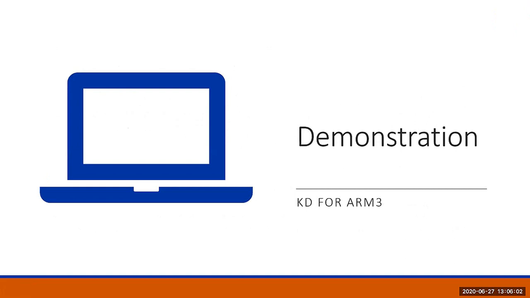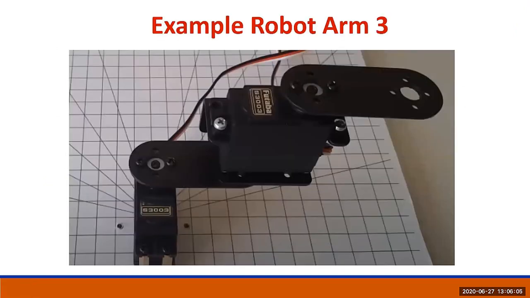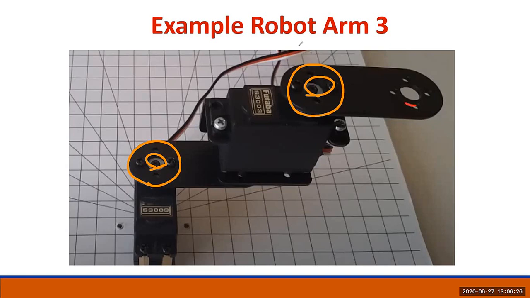Demonstration. Kinematic diagram for arm 3. Here we have arm 3. So let's look at this arm 3. We basically have a revolute joint over here. We have a second revolute joint over here. And the end effector is over here. First, let's look at A. A would be the distance from the base to here. That would be A1. A2 would be from here to here. That's A2. A3 will be here to here. That's A3. A4 is here to here. That's A4.